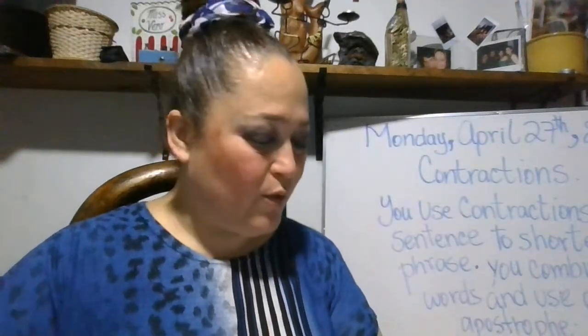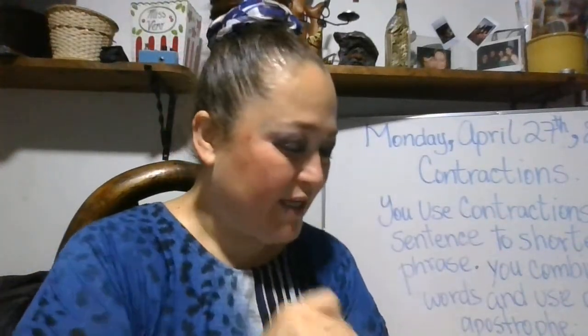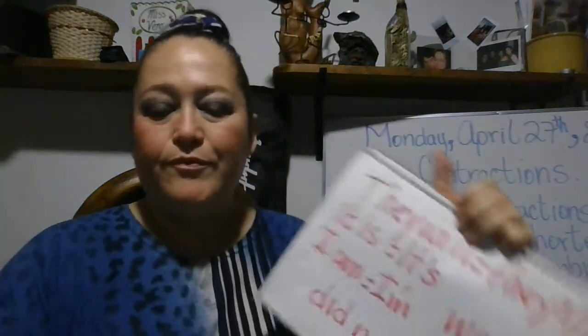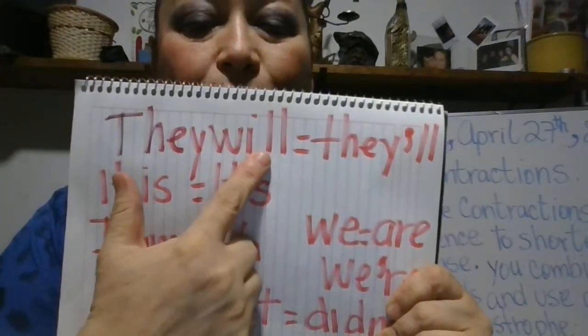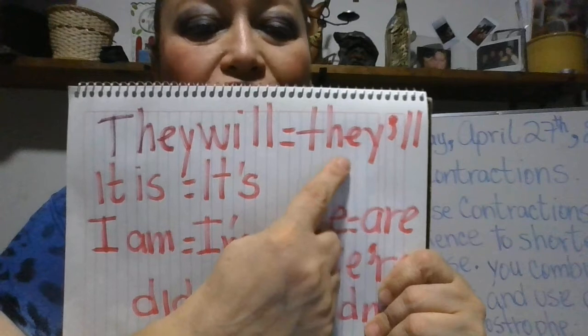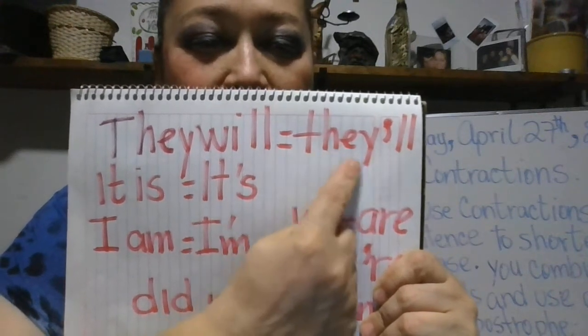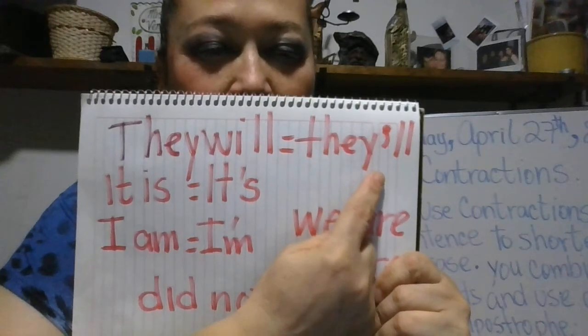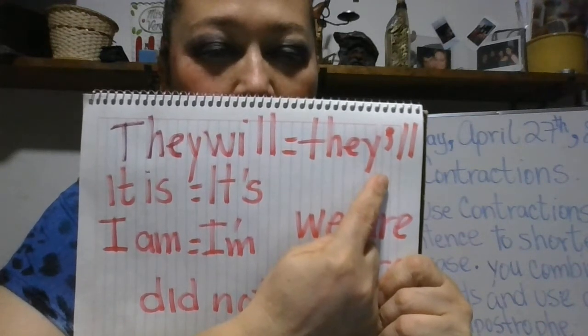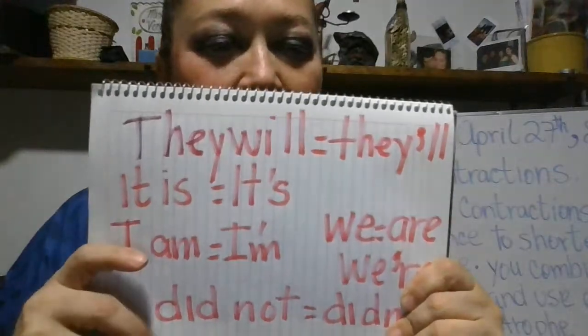Okay, so I was going to tell you an exercise. For example, I'm going to show you some examples that I wrote down here in my notebook, okay? So we have the pronoun they and the auxiliary will. To have a contraction, you put they. What does it say? They'll. You see? They'll.